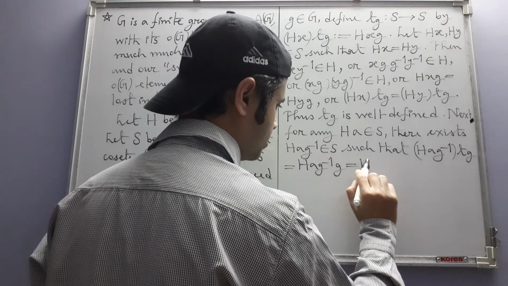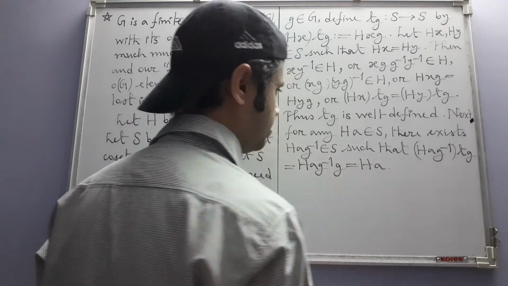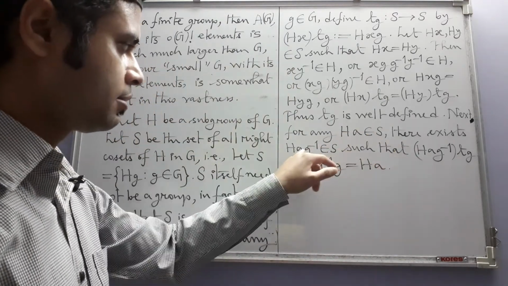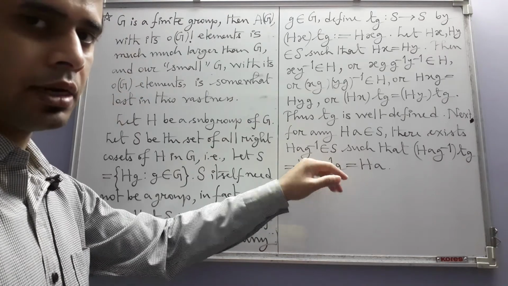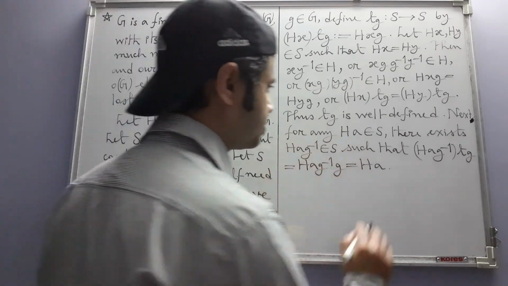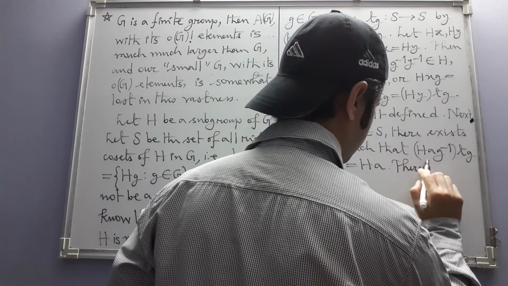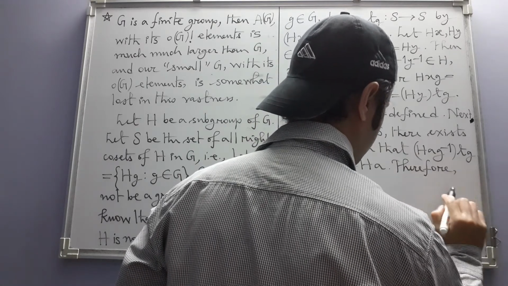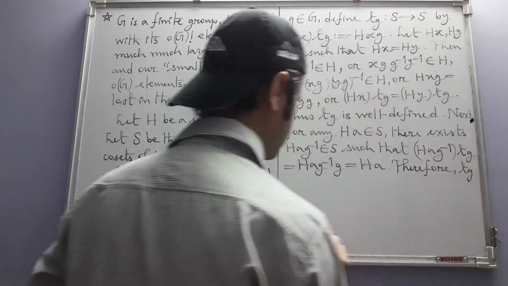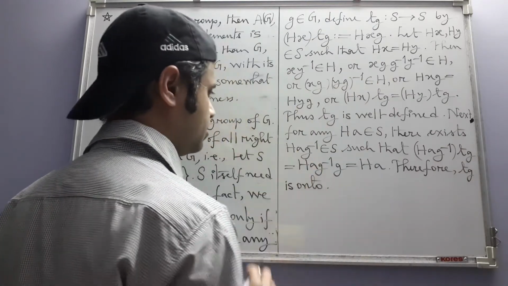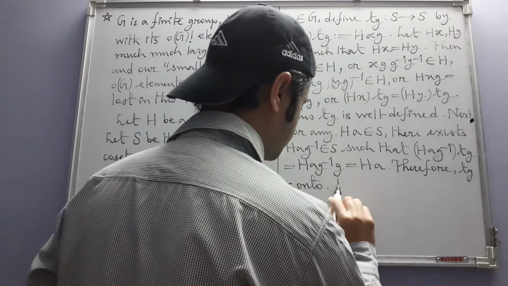So this is nothing but Ha. So any element has an inverse image under the function Tg. Therefore Tg is onto. Next, one-to-oneness.